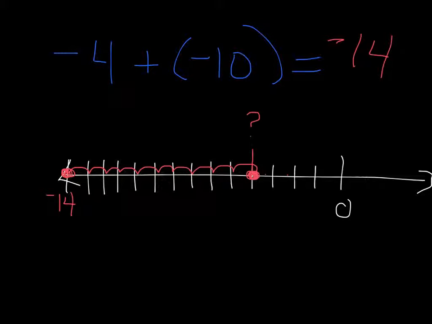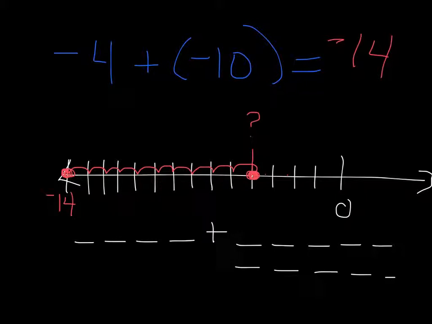Now I could have chosen to use integer chips. In that instance, I have negative 4, so I would draw 4 negative integer chips, and then I would add to that 10 negative integer chips. And then I would add all of those up, and I would get a total of negative 14, just like I found on the number line.